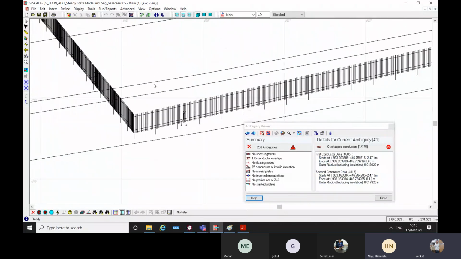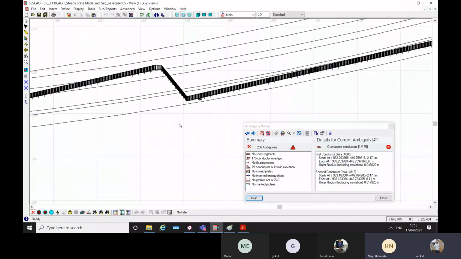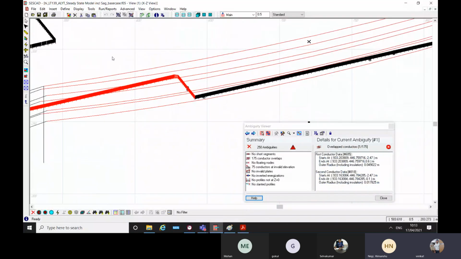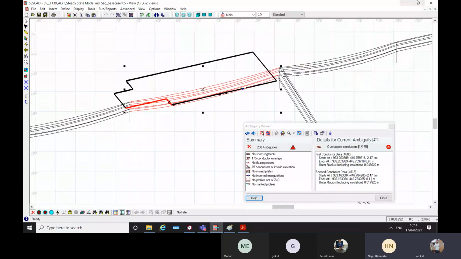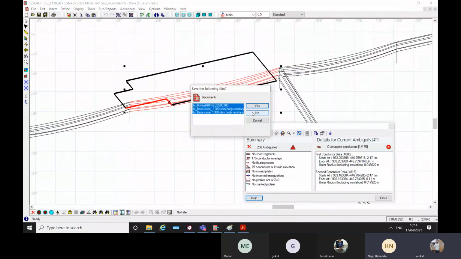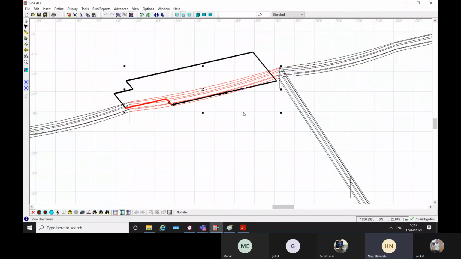So, everything is a conductor. There is no particular device other than the transformer. Other than the transformer, you can't model anything in here. So that's how this works.